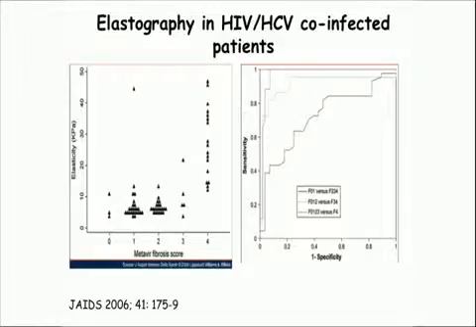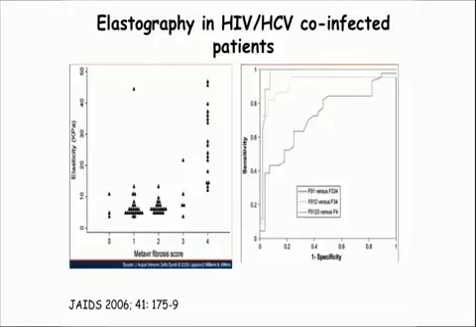Is it useful in practice? Clearly, we've seen data that it works for hepatitis C in the context of HIV. Again, very similar data to what we've seen for FibroTest, for example, where it's very good at discriminating people with no fibrosis from people with cirrhosis, but what it doesn't do very well is discriminate people in between.